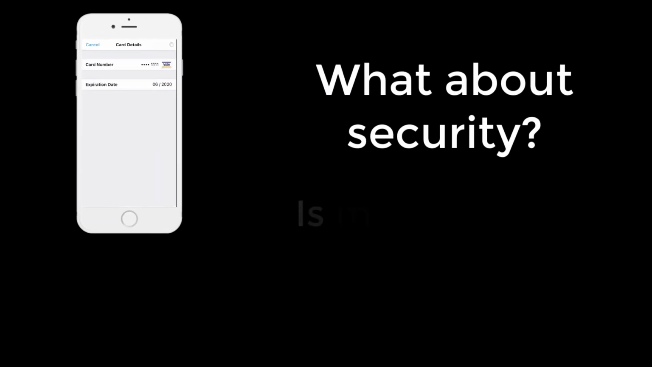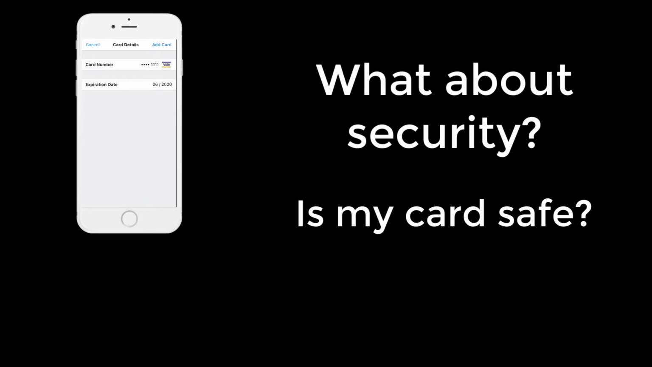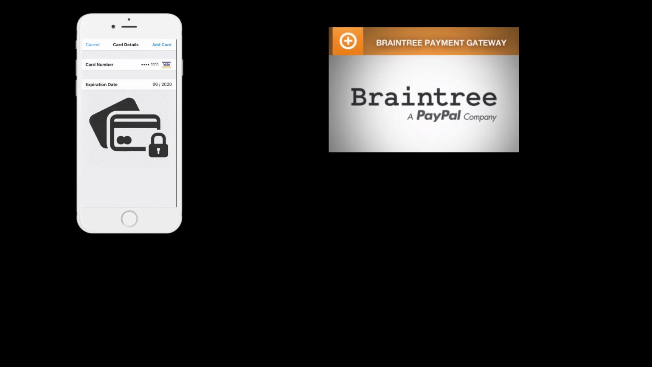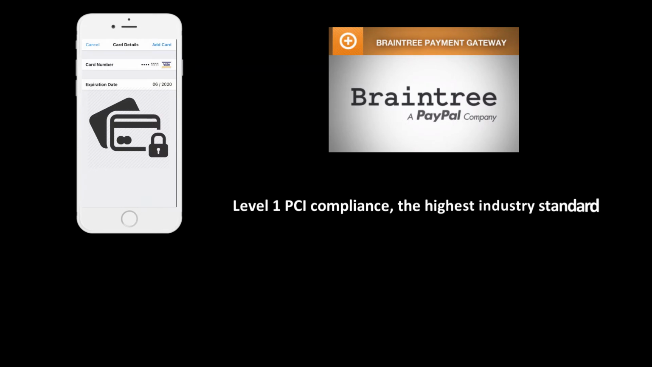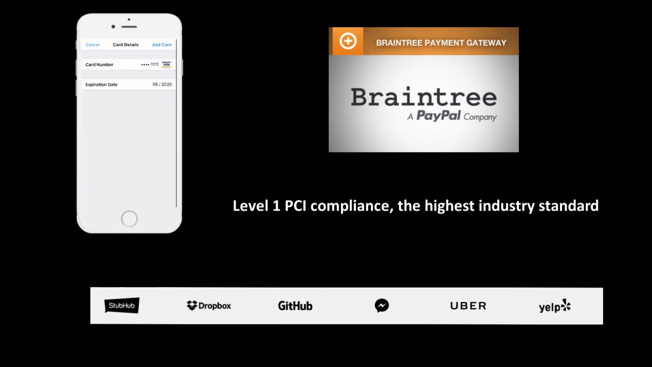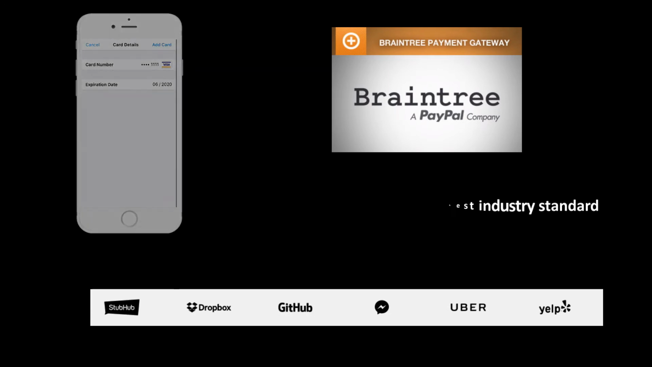So here's the big question. What about security? Is it safe? CrowdMarket does not receive or store your credit card number. For credit card processing, we use Braintree, a PayPal service. Credit card numbers go directly to Braintree, not our servers. Braintree uses the highest industry standard security. We're using the same system used by companies like Uber, Dropbox, StubHub, and others.